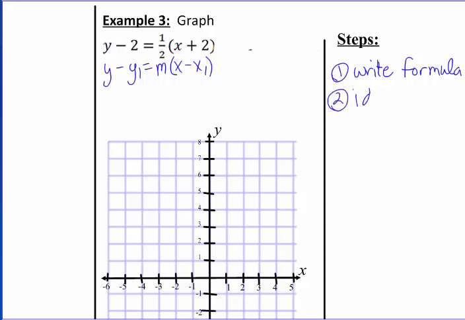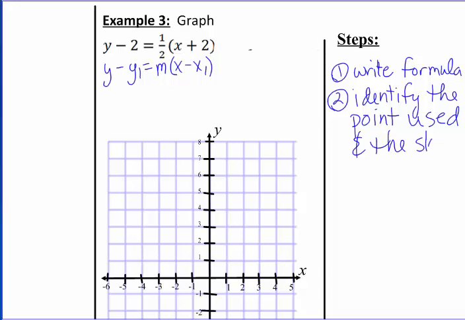Okay, you're next going to identify the point used in the point slope form and the slope. So over here, I'm going to identify my point, the x1, y1, and this you have to be careful with. So here's the x right there. Note that in the formula, there is a minus sign. There's a minus in the formula. If you look at the equation that I have, there's a plus.